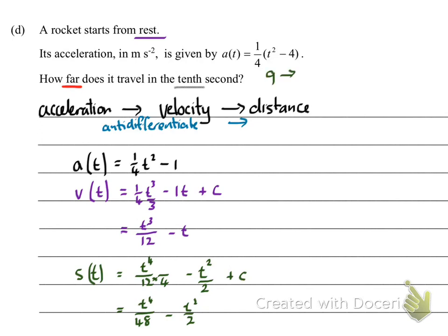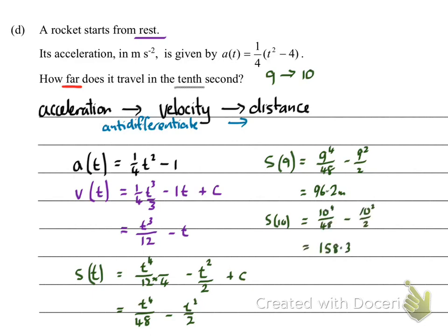Now we want the distance for the 10th second. The 10th second is when you start at 9 and go to 10. The first second is from 0 to 1. So we start at 9 and go to 10. So work out the distance for 9. Put 9 into the equation, it's 96.2. Work out your distance for 10. Put 10 into the equation, and it's 158.3. Find the difference between those, and you have the distance for that particular rocket there. That's excellence level.